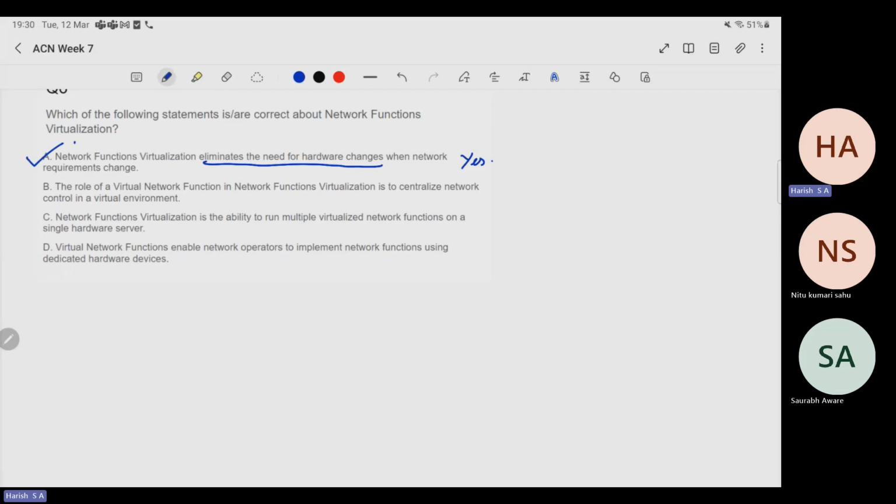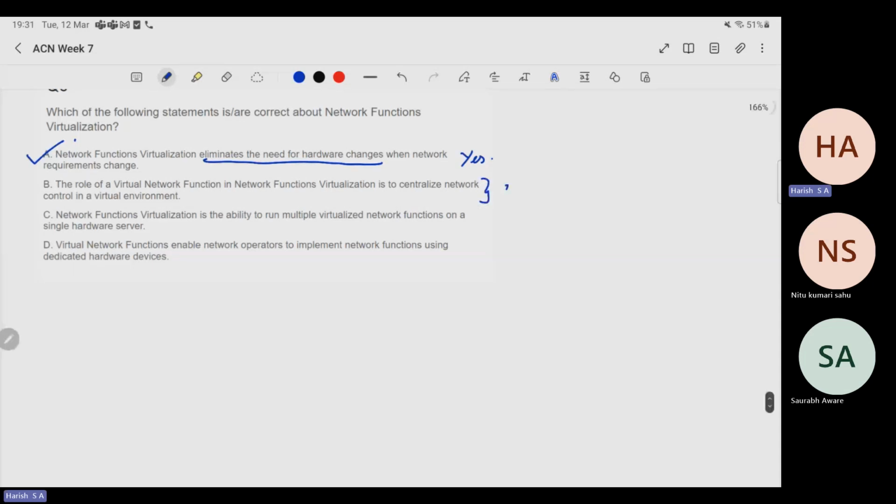The virtual network function, VNF, is nothing but a network function which is running in software. The role of a virtual network function in network function virtualization is to centralize network control in a virtual environment. This is the job of a controller, right? It is a part of SDN. So this is not the case. We're not trying to centralize control here. Next, network function virtualization is the ability to run multiple virtualized network functions on a single hardware server.